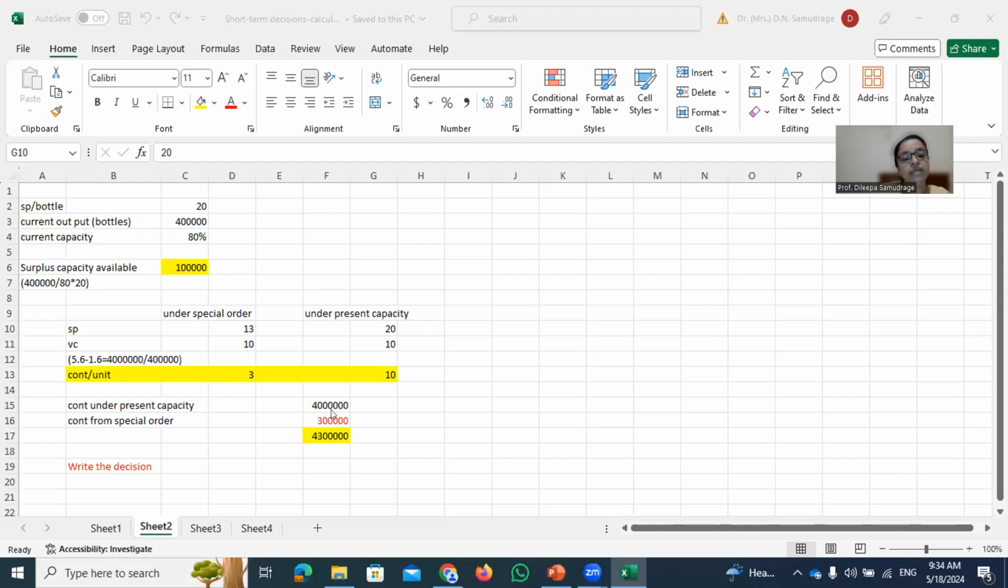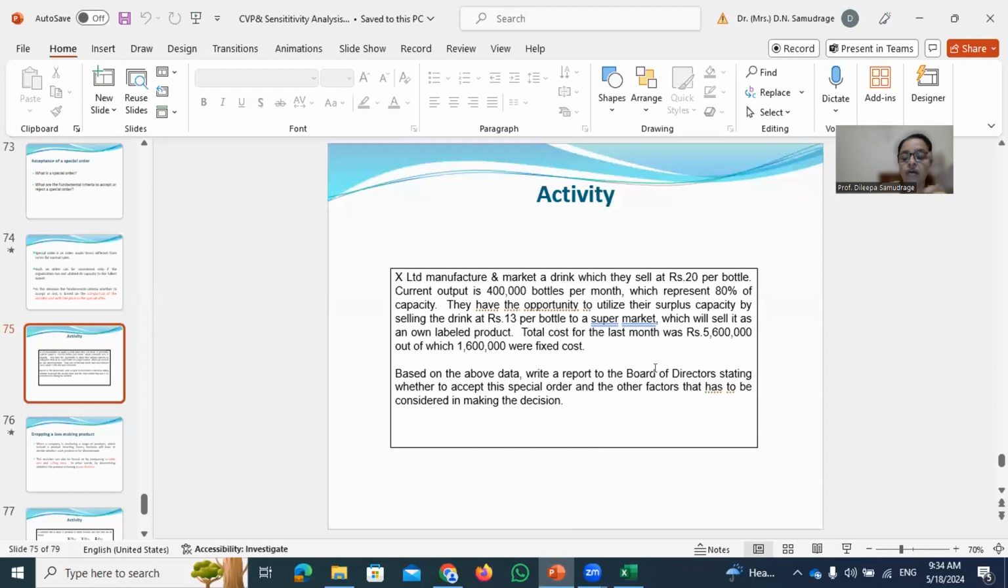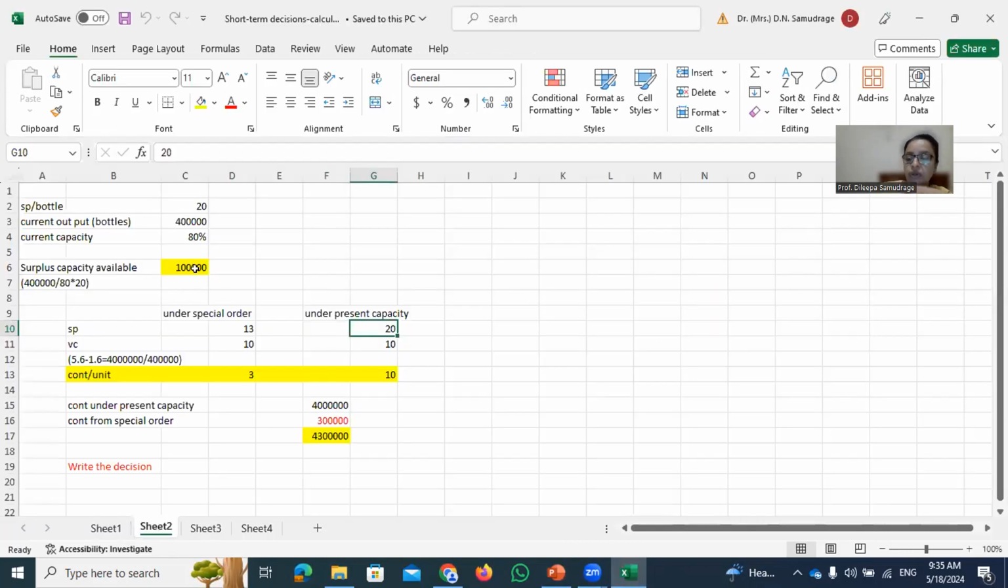up to which point you are going to accept the special order. Here in the question, it doesn't say how many units you are going to accept under the special offer. Sometimes the special offer is 50,000 bottles, so from the 100,000 surplus you only accept up to 50,000. Therefore, calculation of surplus capacity is very important. That is one criterion to decide whether you accept or reject the special offer.